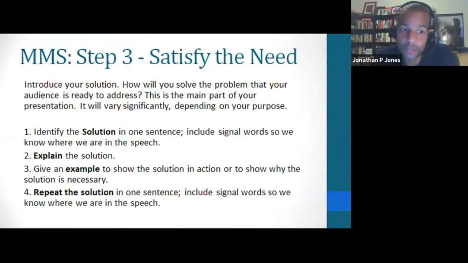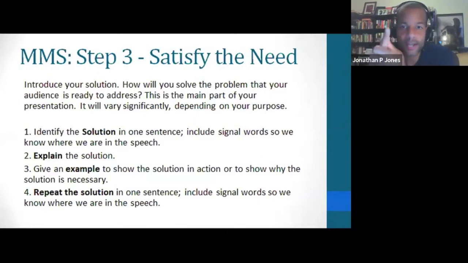Going on to main point 2, satisfy the need. What's the solution? So you're going to introduce your solution, how you will solve the problem that your audience is ready to address. This is the main part of your presentation. It will vary significantly depending on your purpose. So sometimes it's going to be very direct, like a list of things that we should do. Sometimes it's going to be more general.